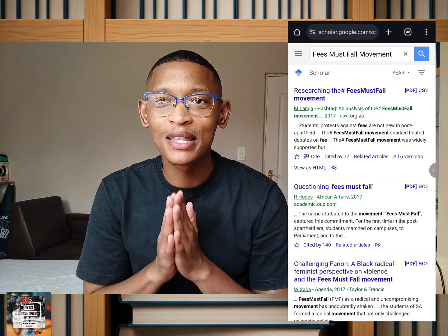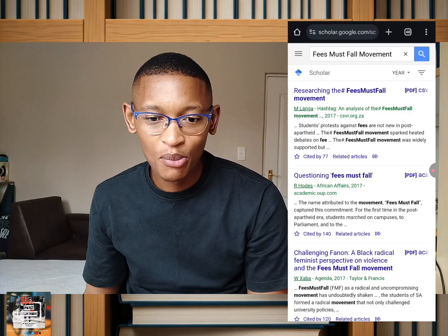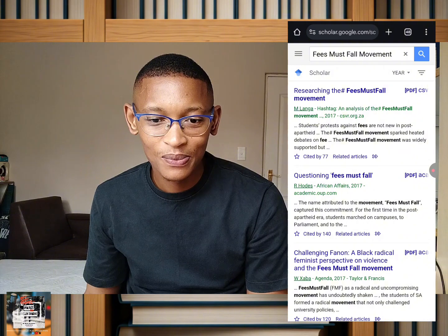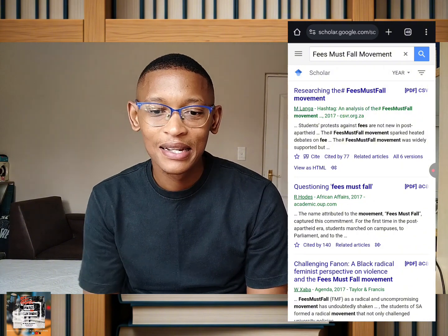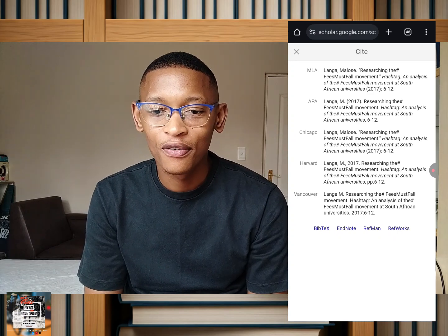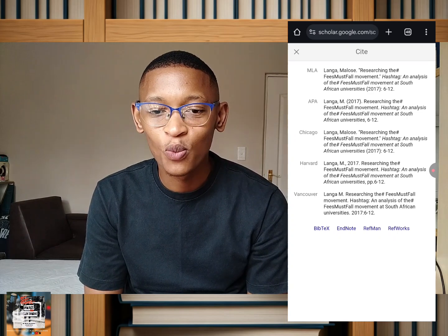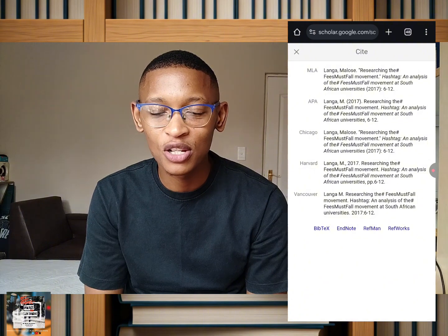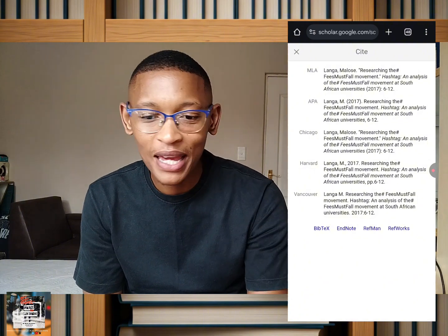Because remember, the most important thing is that your list of references must adhere to the specific assignment requirement that you have. And here's a secret. You can see there's a word there called cite, and next to it, there are symbols. Select the symbols, and it will show you different ways in which you could cite that document. You could either use MLA, APA, Chicago, Harvard, or Vancouver.